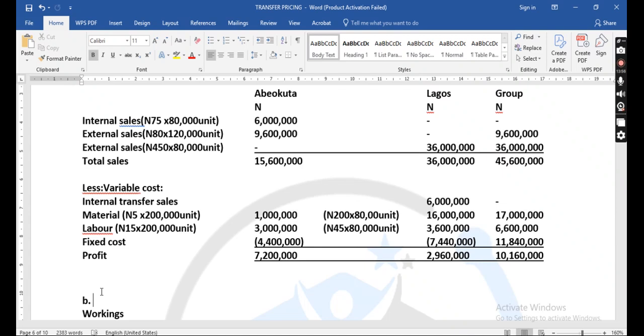I can actually twist that question again. They can say Lagos can only buy 70 outside, or Lagos can only buy 60 outside. You see that remaining 20 that Abeokuta did not sell, they will not tell you to add it again so that you have 80.